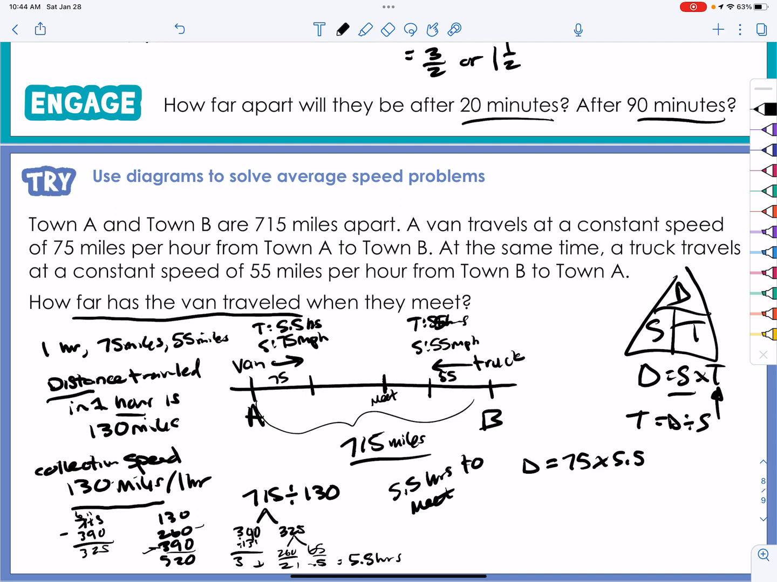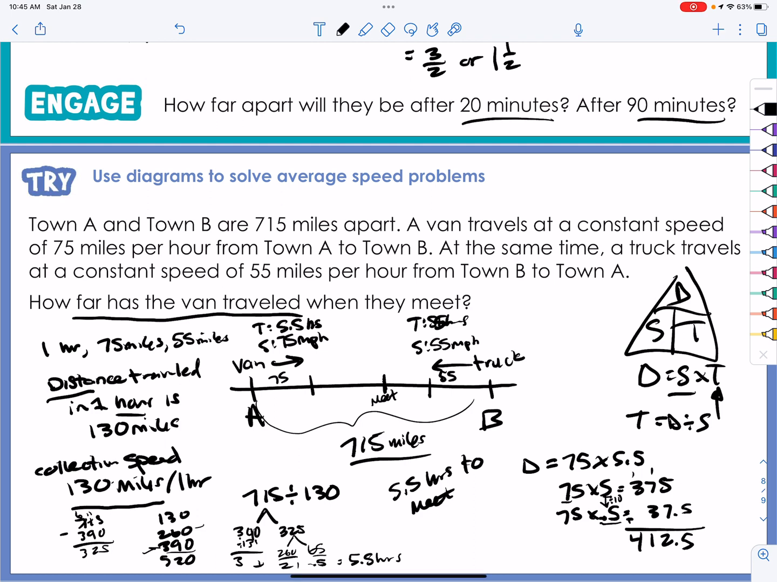Let's see, how do we want to do this? It's really nothing super fancy that we can do here. We could do the algorithm. We could do 75 times 5, and 75 times 5/10. That could be helpful. 75 times 5 is 375, because 70 times 5 is 350, plus 25. I know that 5/10 is 10 times less, so I can just move the decimal point over 1, making that 37.5. Add those together, and we have 412.5.